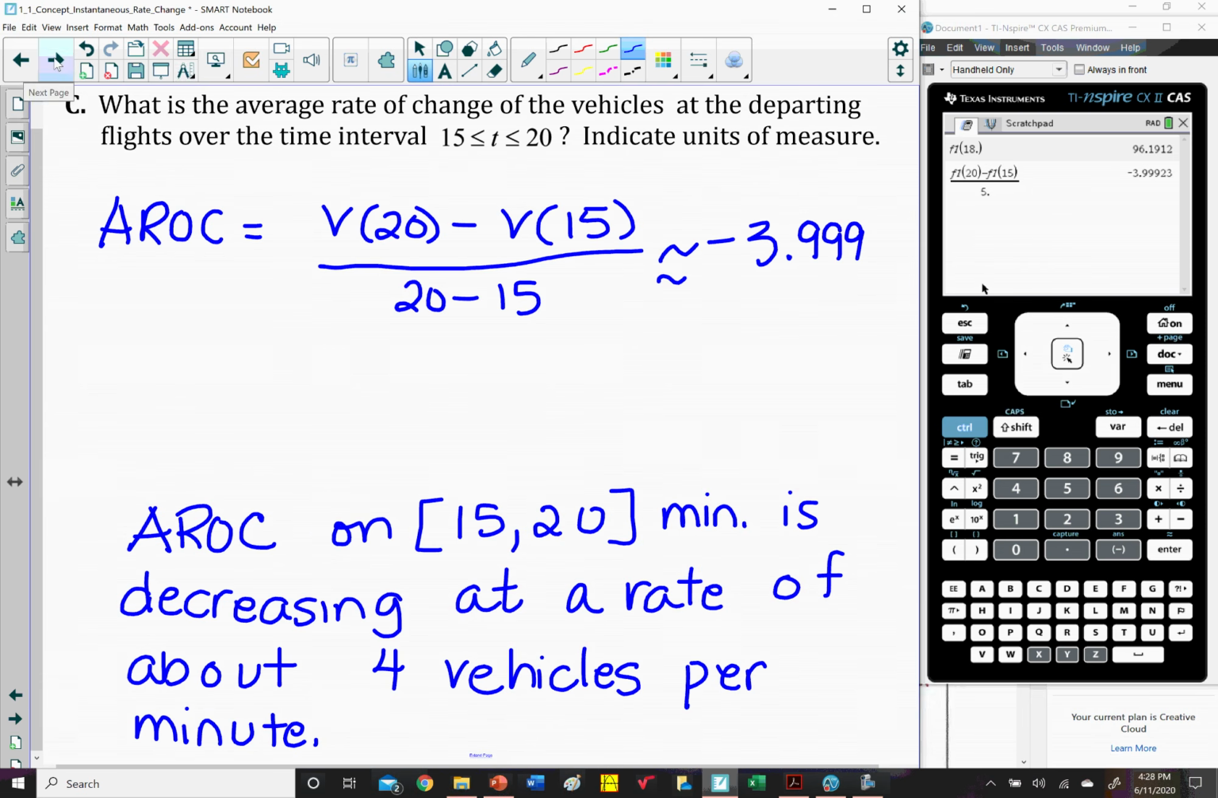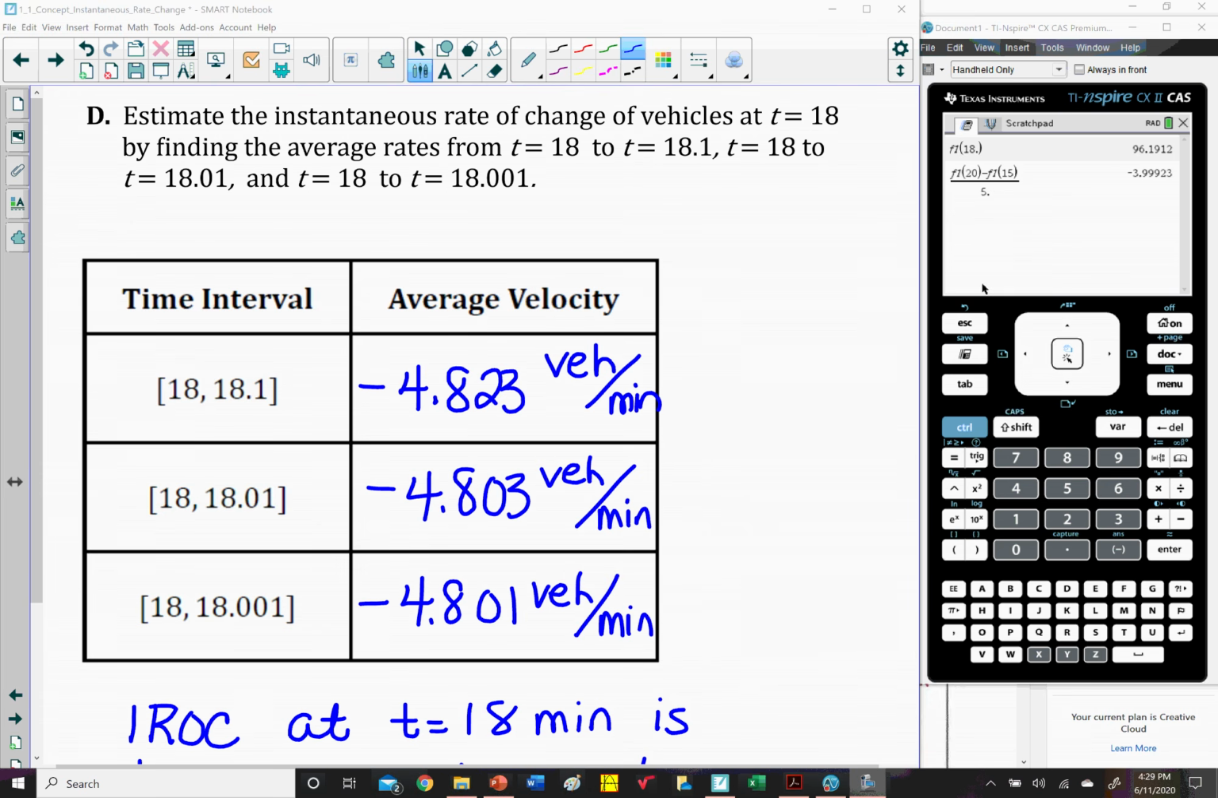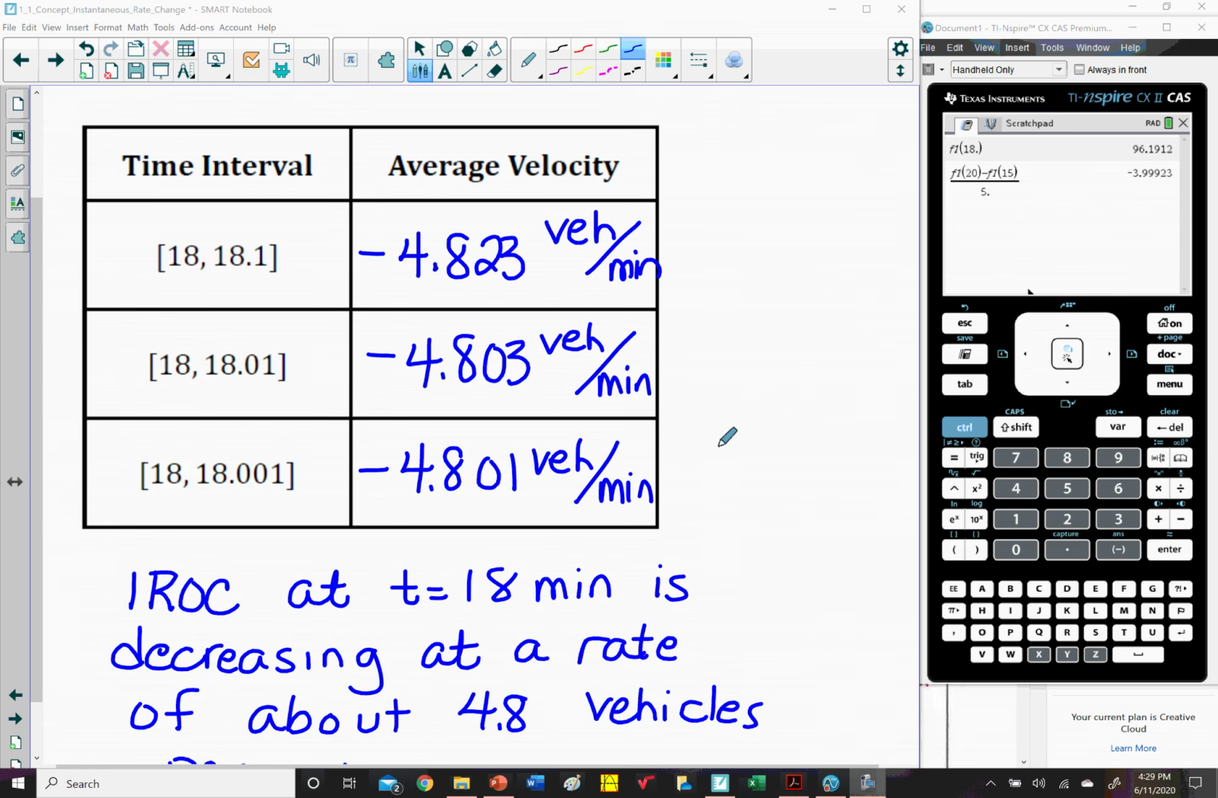And then part D, again, we're getting our time interval to be closer and closer to the exact amount. Once again, turn off your video and make the calculations and then check back in. So did you get close to me or the same as mine? I've got the instantaneous rate of change, that's going to be down here. The instantaneous rate of change at 18 minutes is decreasing at a rate of about 4.801 vehicles per minute.